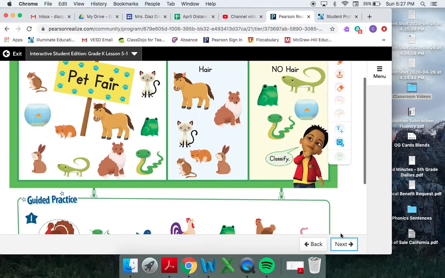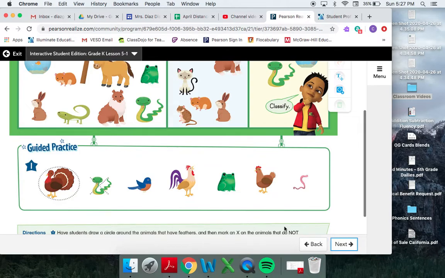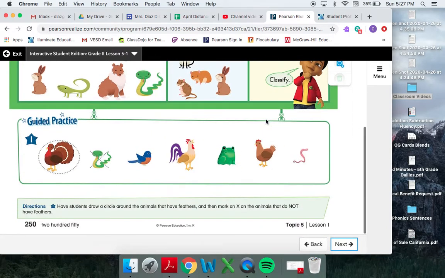Okay, so now we are going to continue on. Again, this is just a repeat of the video. So have students draw a circle around the animals that have feathers. Mark an X on the animals that do not have feathers. Again, very simple. They need to look for feathered animals. You can talk about what these animals are. It's a great vocabulary review.